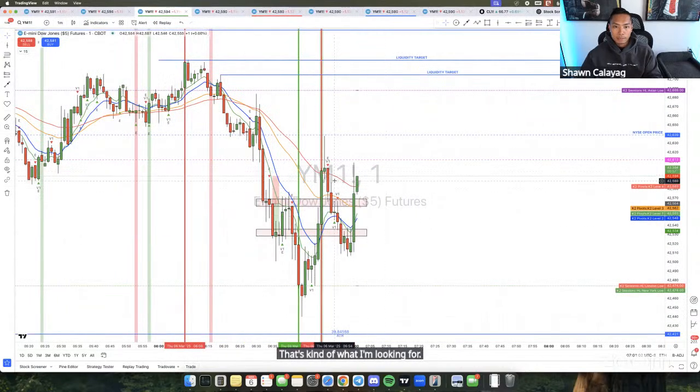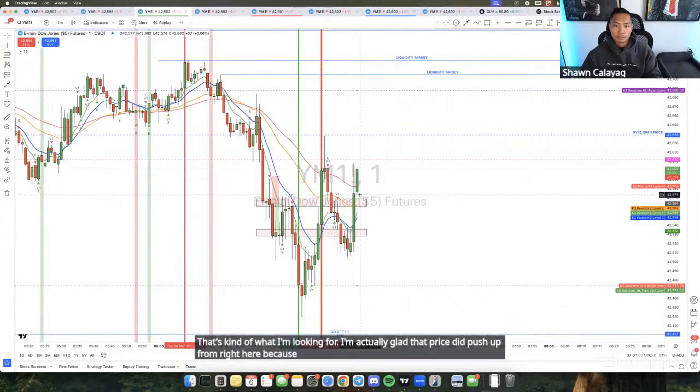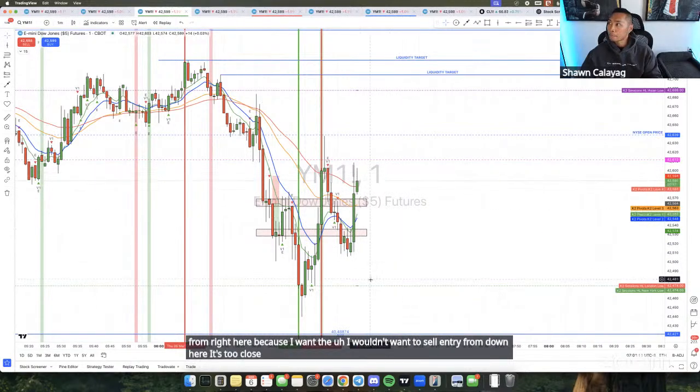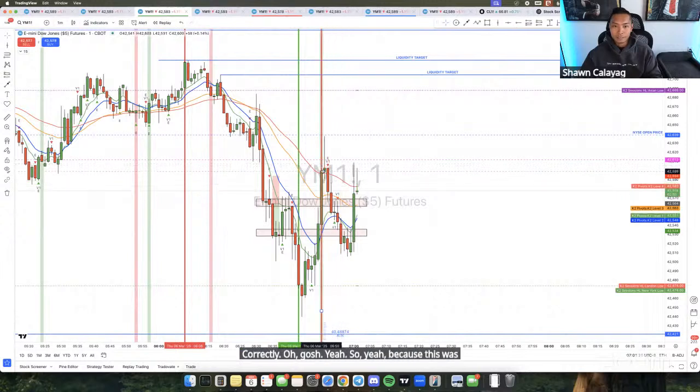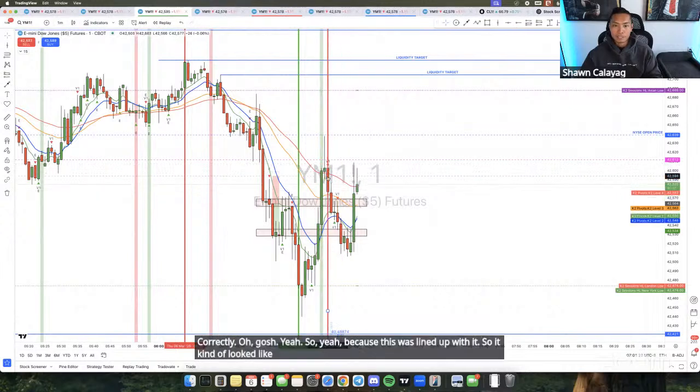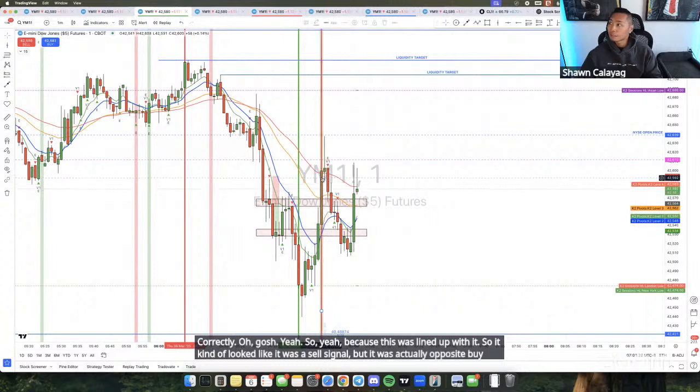I'm actually glad that price did push up from right here because I wouldn't want a sell entry from down here. It's too close to the sessions, preferably. Oh gosh, yeah. Because this was lined up with it, it kind of looked like it was a sell signal, but it was actually an opposite buy signal right there.